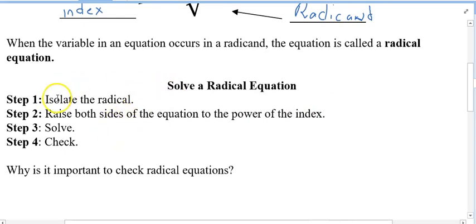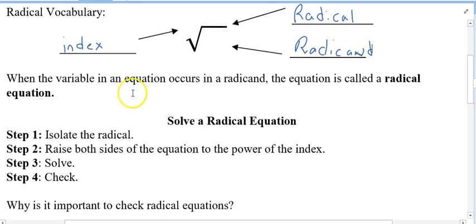How do we solve it? Well, the first thing you do is isolate the radical. So that means that you want to get the radical by itself on one side of the equation, and you want everything else on the other side of the equation. Once we do that, we raise both sides of the equation to the power of the index. So remember, that index is that number that's sitting right here. And if for some reason there is not a number, remember that index is a 2, meaning square root. Then we solve, and then we check our answer.